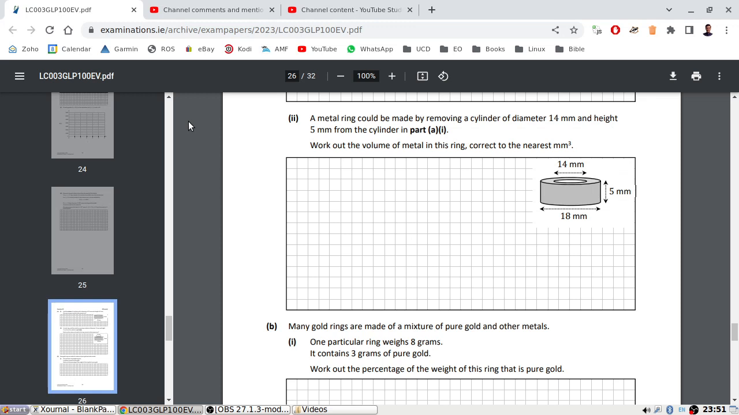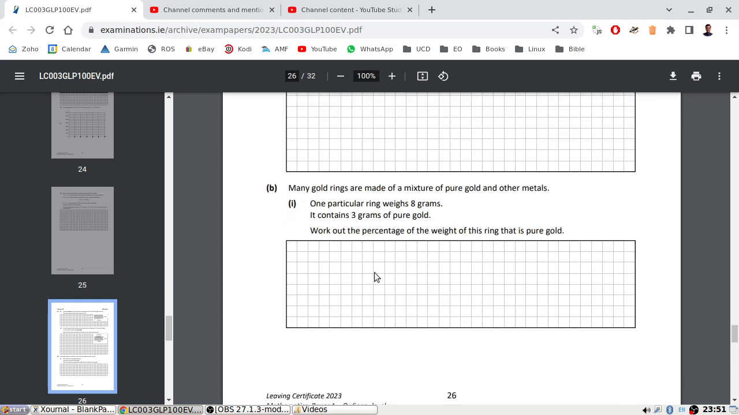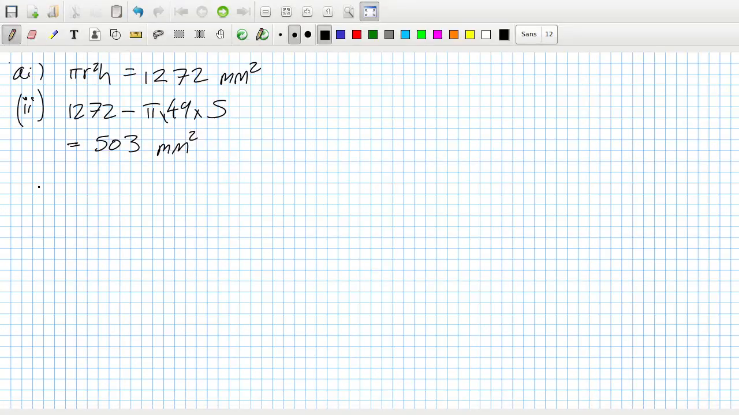Many gold rings are made of a mixture of pure gold and other metals. One particular ring weighs 8 grams. It contains 3 grams of pure gold. Work out the percentage of the weight of this ring that is pure gold. Okay, that's 3/8 times 100/1, which is 37.5%.